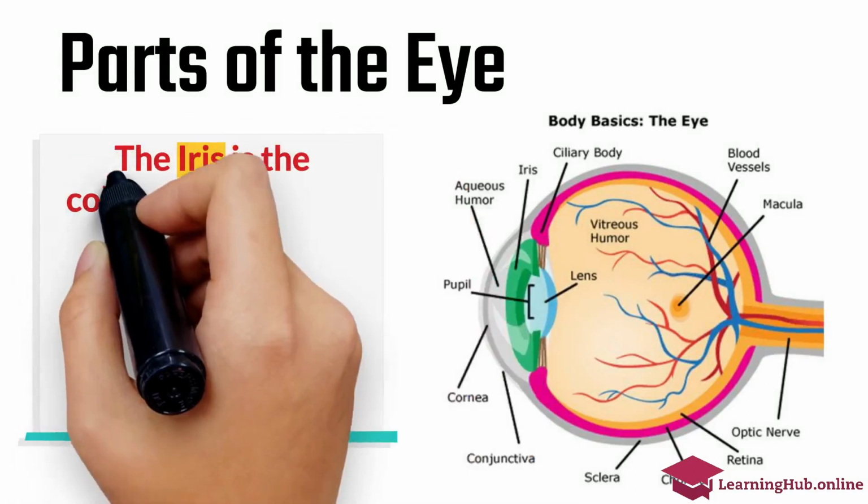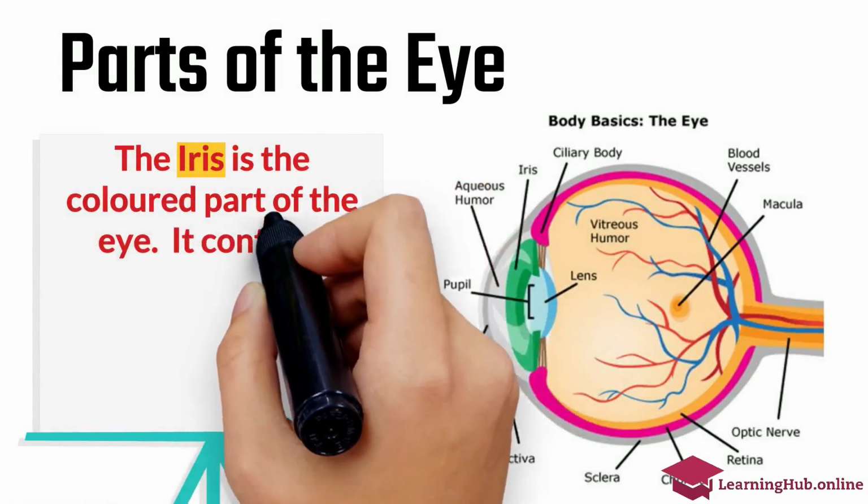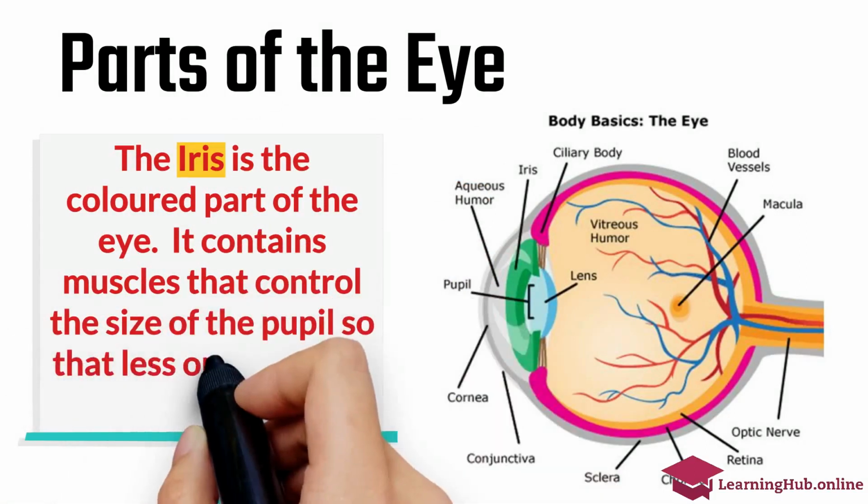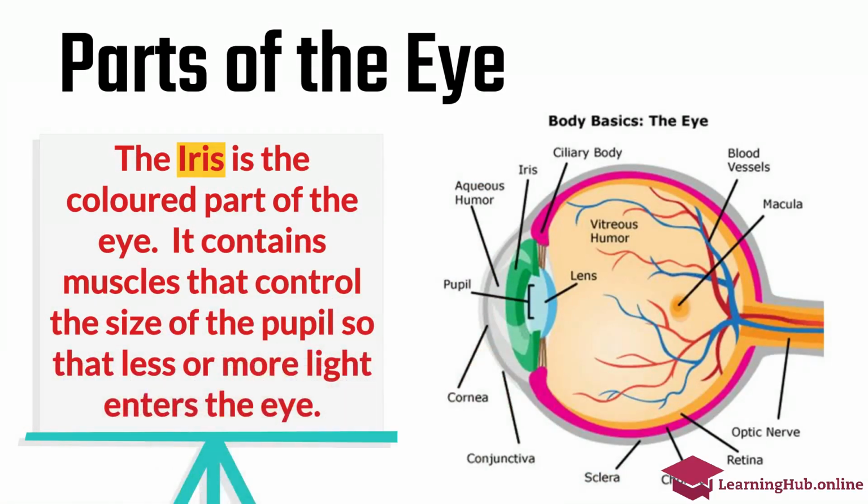The iris is the colored part of the eye. It contains muscles that control the size of the pupil so that less or more light enters the eye.